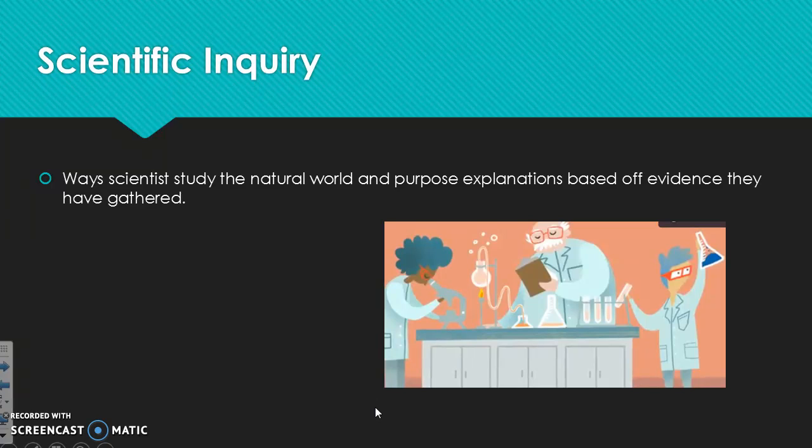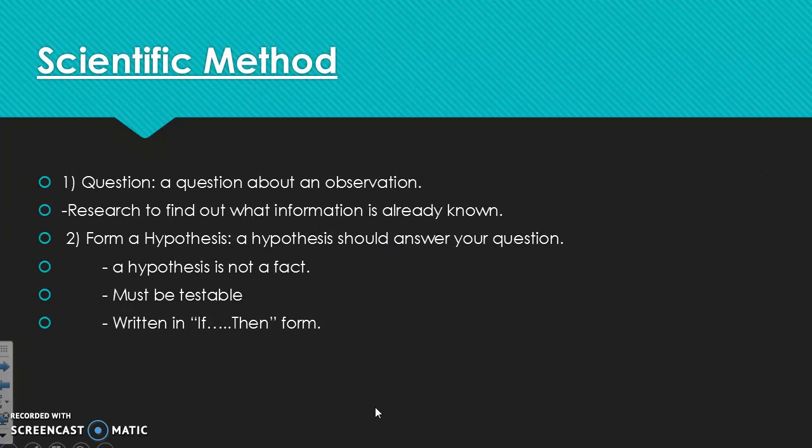Scientific inquiry is the way that scientists study the natural world and propose explanations based off evidence they have gathered. For the scientific method, there are 6 steps. The first step is to have a question, and it's a question that you've made about an observation. If you make an observation and you pose a question about it, you need to research to find out what information is already known. So that way you're not asking a question that's already been answered.